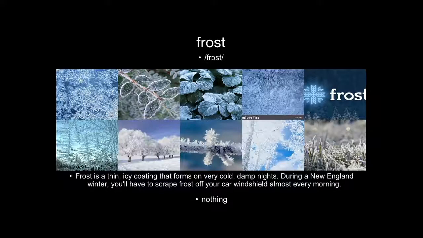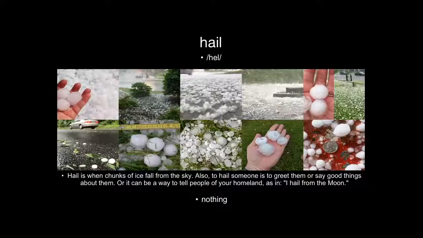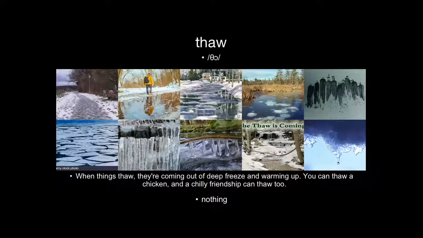Frost. Frost is a thin, icy coating that forms on very cold, damp nights. During a New England winter, you'll have to scrape frost off your car windshield almost every morning. Hail. Hail is when chunks of ice fall from the sky. Also, to hail someone is to greet them or say good things about them. Or it can be a way to tell people of your homeland. Thaw. When things thaw, they're coming out of deep freeze and warming up. You can thaw a chicken, and a chilly friendship can thaw too.